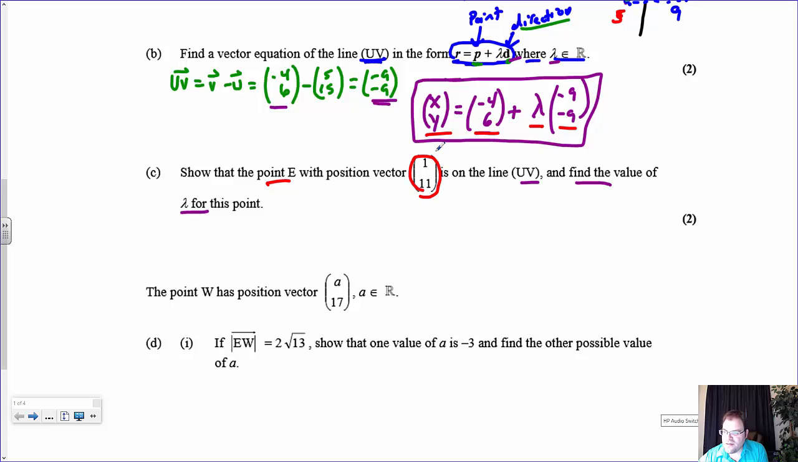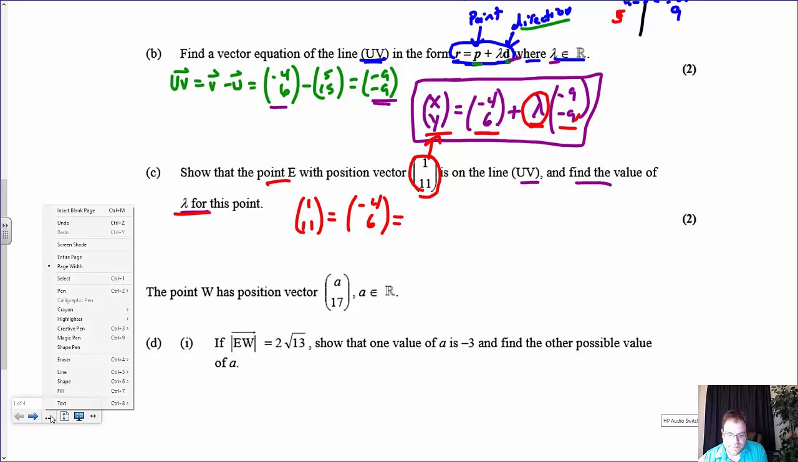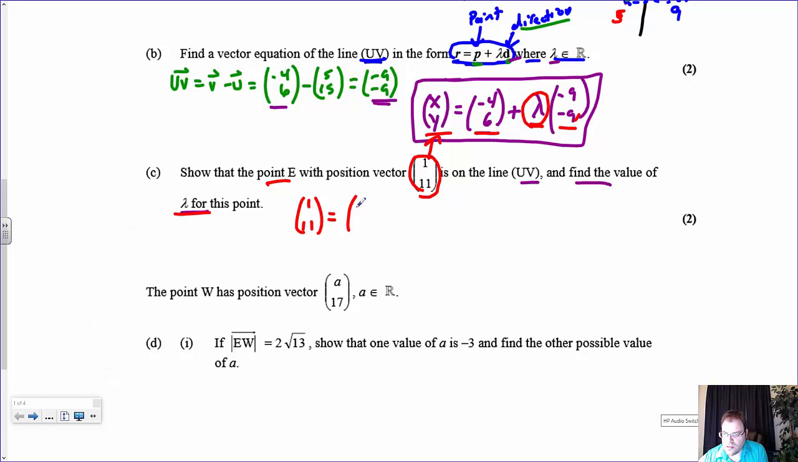They want this to go into xy. So I say, okay, so xy is 1 and 11, supposedly. And the only way that this right side will equal the left side is if there's some scalar called lambda that I can plug in here that'll make it happen. And that's what they want me to find. They want me to find lambda for that point. So I'm going to say, okay, so negative 4, 6 is a point on the line. So negative 4, 6. And this is going to be added to lambda times negative 9 and negative 9.